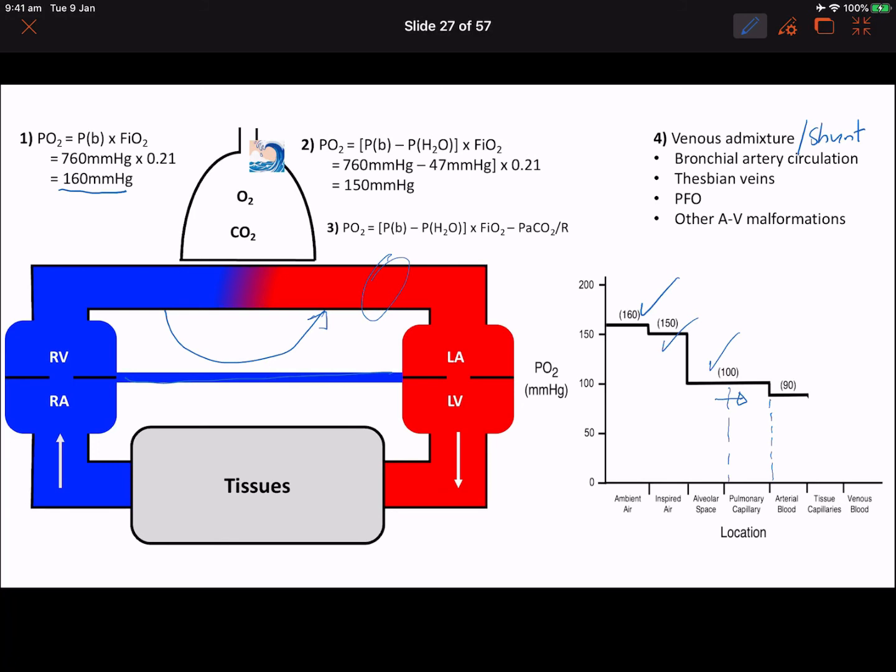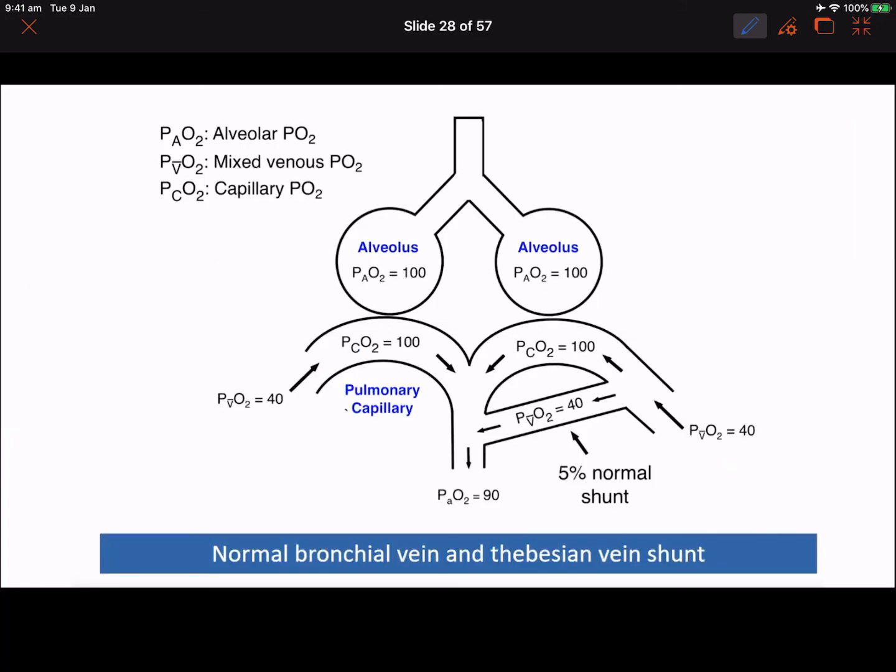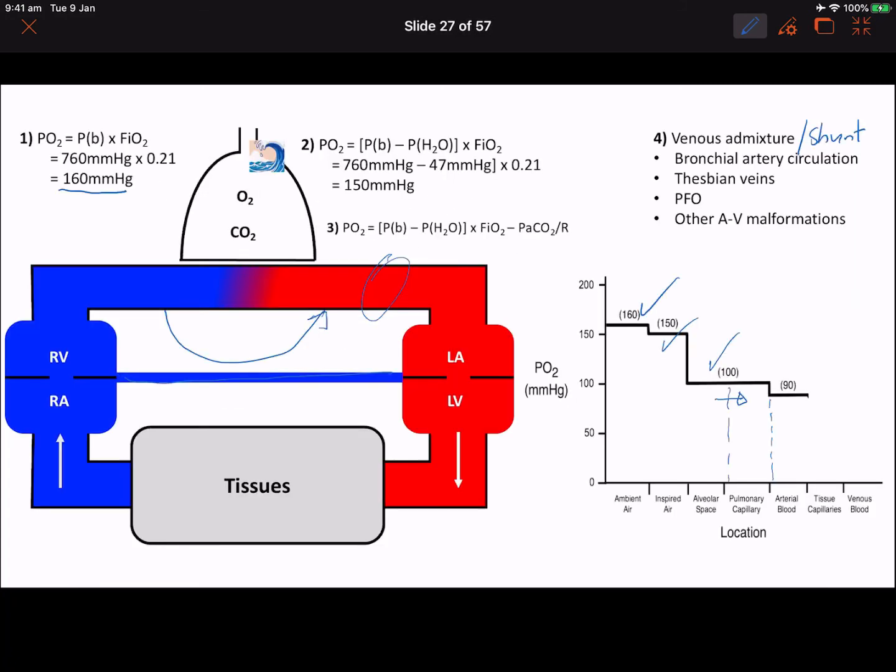They go in and supply the bronchi and the trachea with nutrition, but they drain into the pulmonary veins, and they drain such that oxygen isn't exchanged. It bypasses oxygen. It's a shunt. Thebesian veins are another form of shunt, and Thebesian veins arise with the heart draining the myocardium directly into the left side of the heart, completely bypassing the lungs.